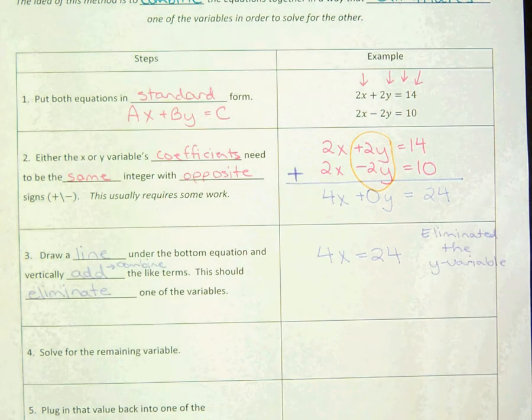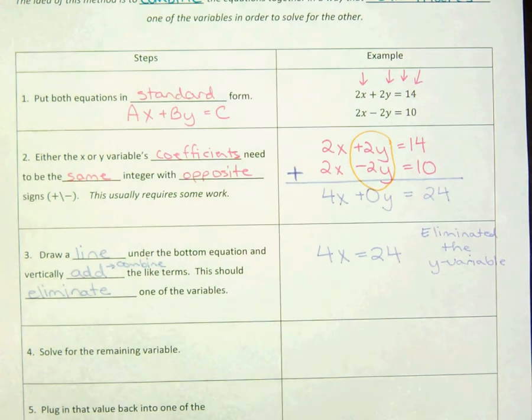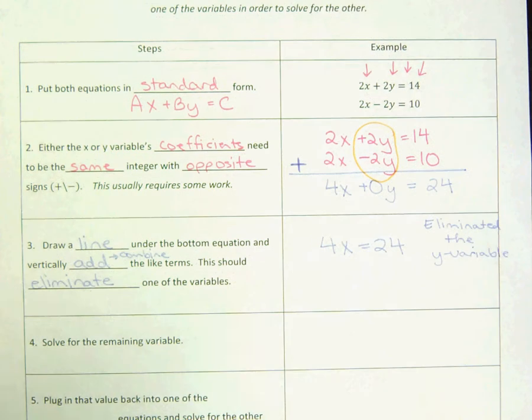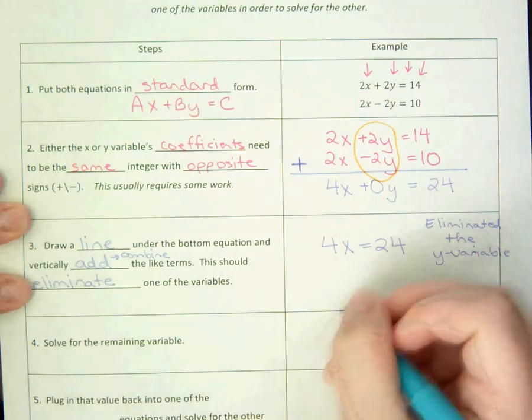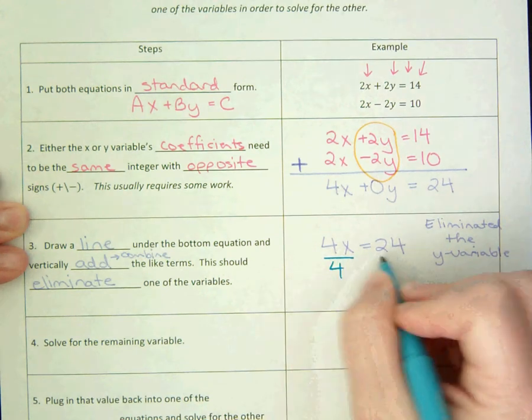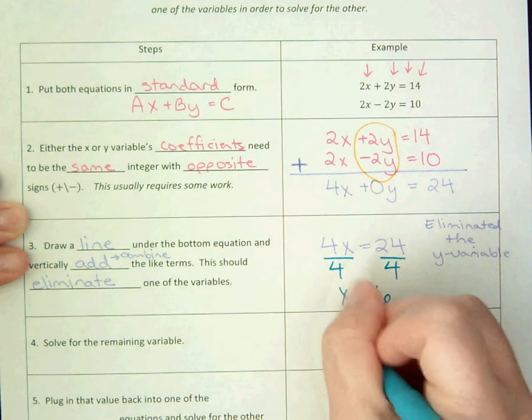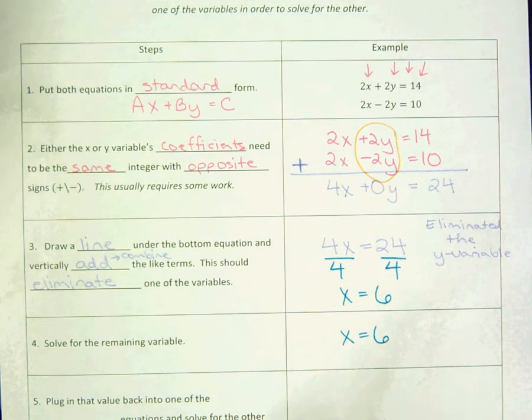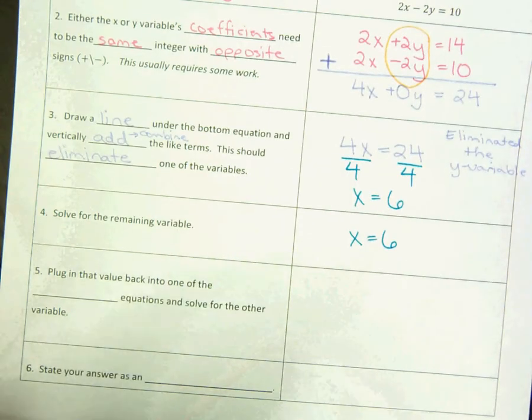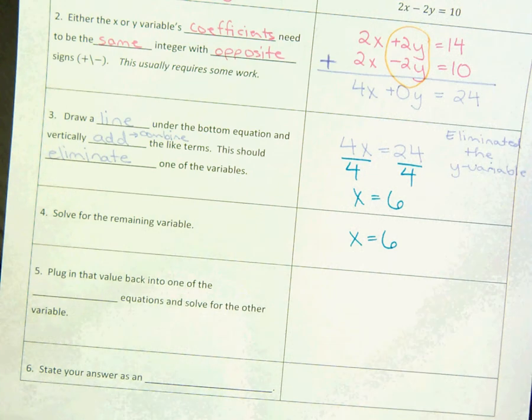Just like when we did the substitution, one of the variables disappeared. Here we're doing elimination or addition, and one of the variables is disappearing. The last few steps are going to seem very familiar. Step 4, you solve for the remaining variable, so that's an easy step. Just divide by 4. X equals 6. And then you can probably guess the last couple steps here.